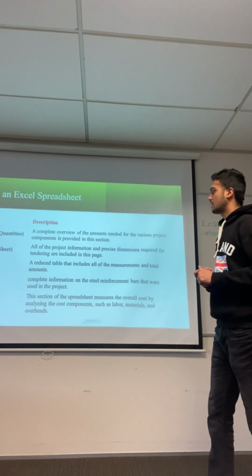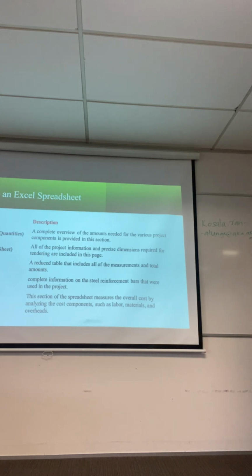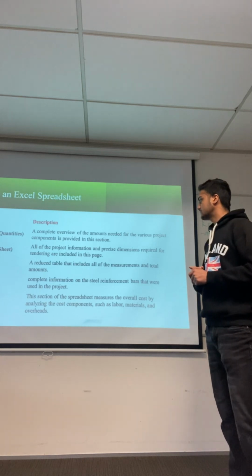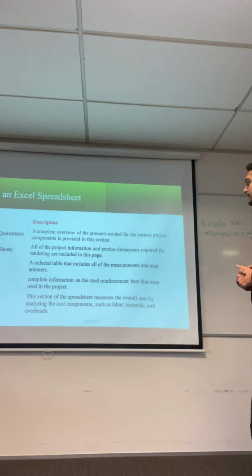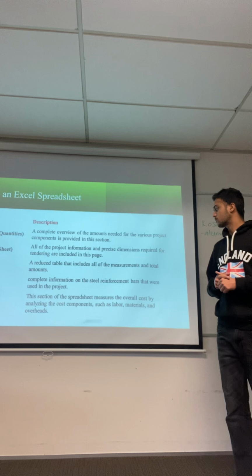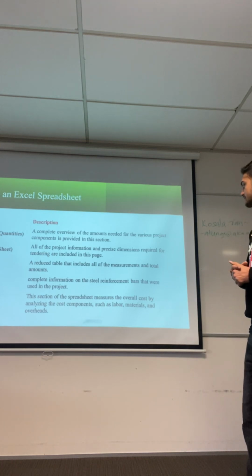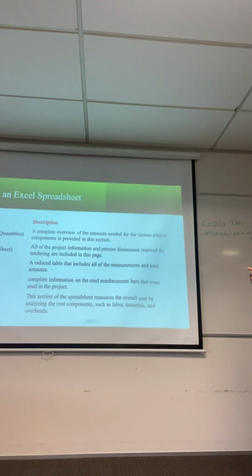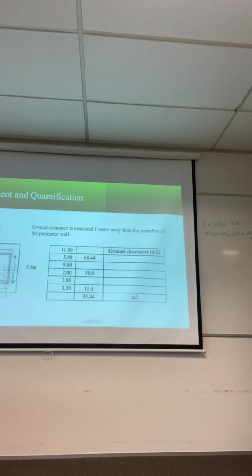And fourth is bar schedule. Bar schedule is complete information on the steel reinforcement bars that were used in the project. And fifth is rate build up. Rate build up, this section of the spreadsheet measures the overall cost by analyzing the cost components such as labor, materials and overheads. And the next slide is measurement and quantification.